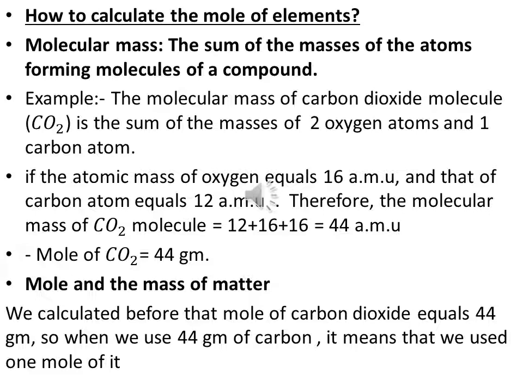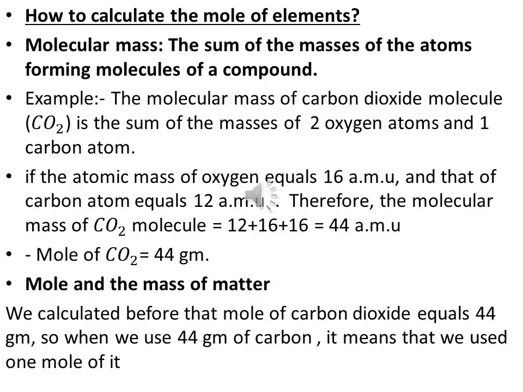The molecular mass is the sum of the masses of the atoms forming molecules of the compound. Example, the molecular mass of carbon dioxide CO2 is the sum of the masses of two oxygen atoms and one carbon atom. So we can find the molecular mass: 12 plus 16 times 2 equals 44 gram.